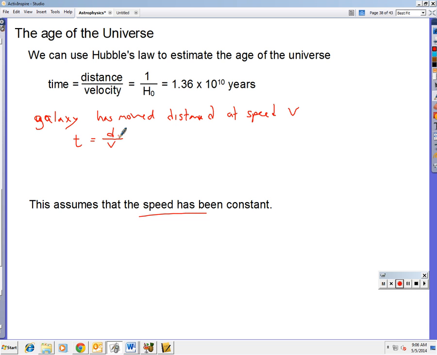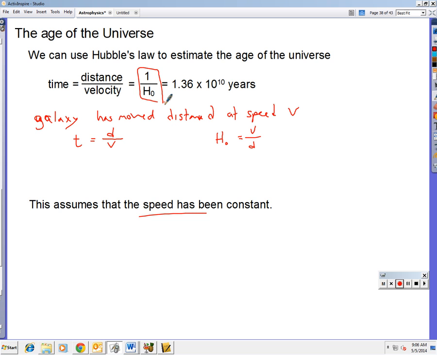But remember, the Hubble constant says that H naught equals v over d, and so the amount of time the galaxy has been moving away from us equals the reciprocal of the Hubble constant, which, if you mess with the weird units, works out to be about 13.5 billion years at our best estimate. Now this does assume that the speed has been constant, which is probably not a great assumption, but as a first order approximation to the age of the universe, this is not bad.